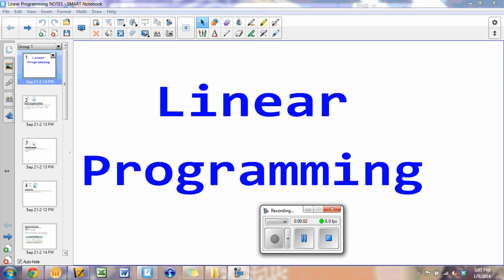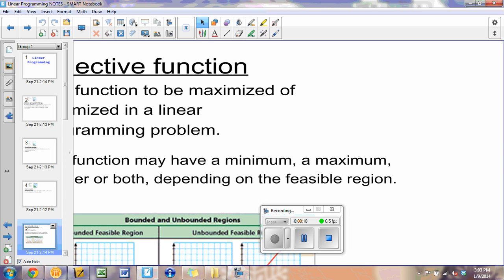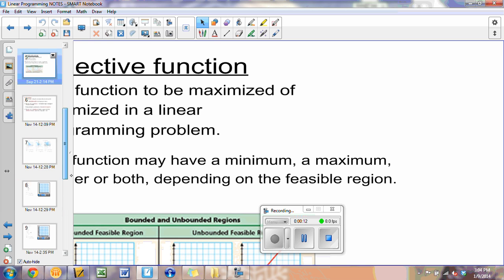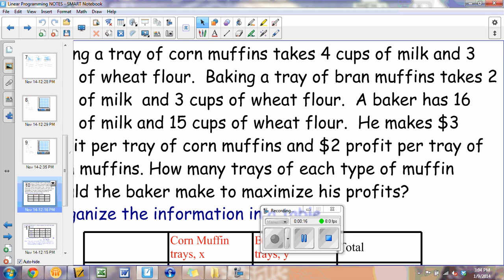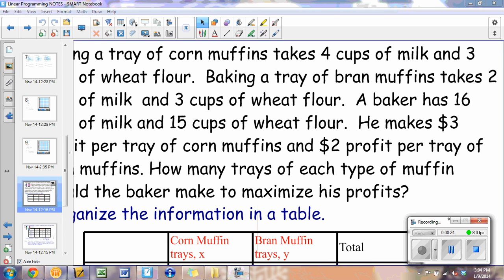Okay, linear programming. This is part 2 of this slideshow that we started the other day. So I'm going to jump down here where we left off in the first video, right here. And this is a linear programming word problem. We're going to put all that stuff we talked about in the last video together.